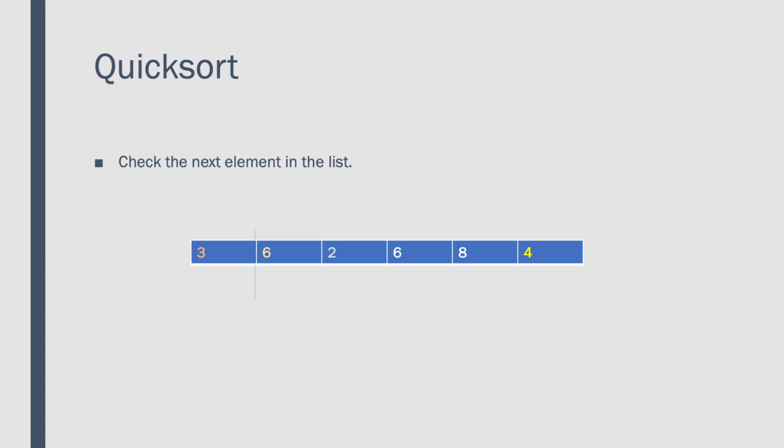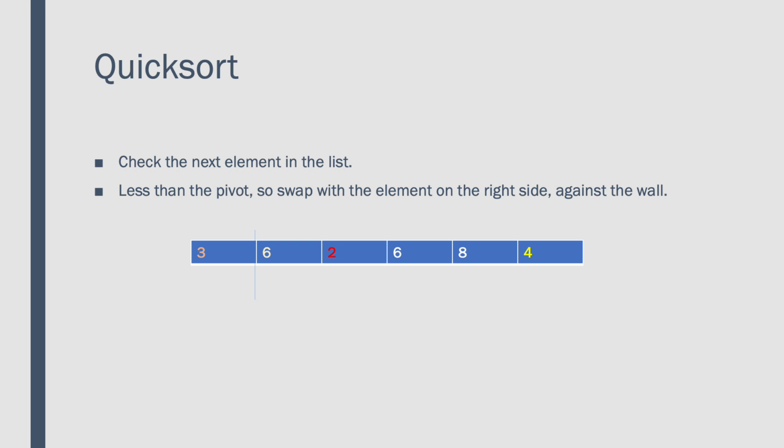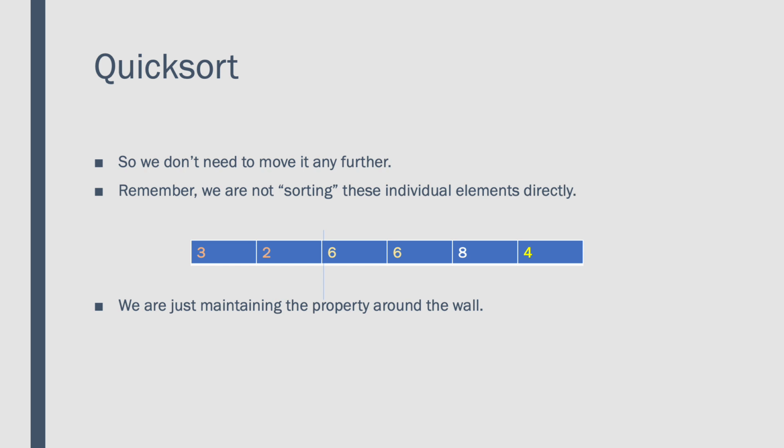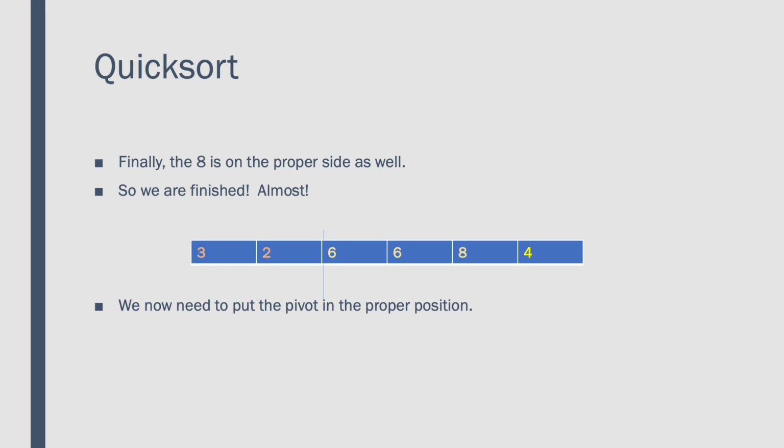Now check the next element in the list, which is 2, which is less than the pivot. Now we'll swap with the element on the right side against the wall. Then we'll shift the wall once again to maintain the property. Now with the next element, we find it is greater than the pivot, so we don't need to move it any further. Remember, we are not sorting these individual elements directly. We're just maintaining the property around the wall. Finally, the 8 is on the proper side as well.